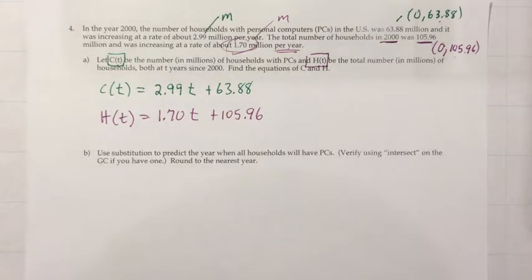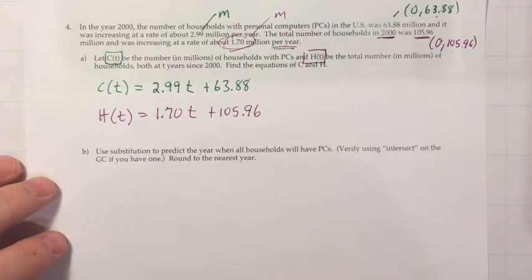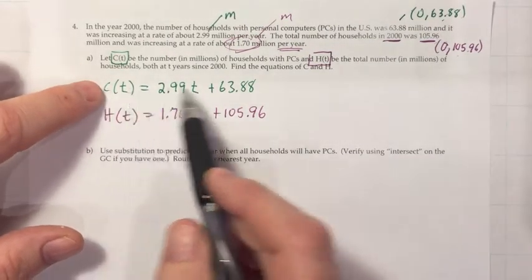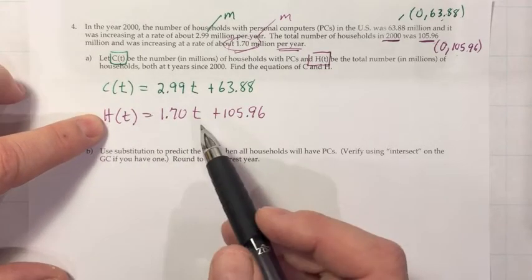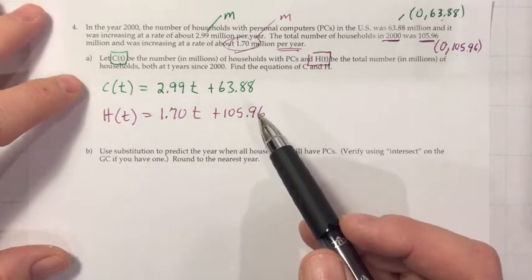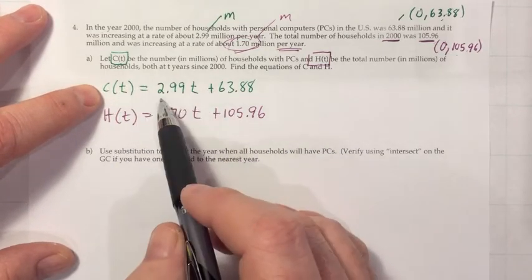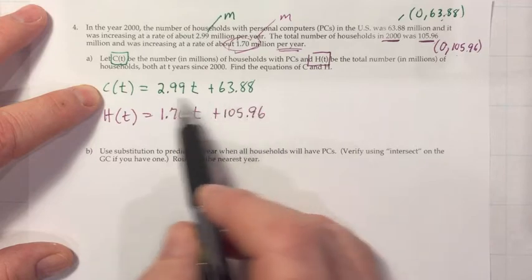Use substitution to predict the year when all households will have PCs, and then verify this using intersect on the graphing calculator if you have one, which you do, and you need to bring it to the test, and then round to the nearest year. All right, so if we're going to use substitution, what we want to do is think of these sides as like the y. So we've got y equals here and y equals here. And when you solve by substitution, you want to get one of the variables by itself in one of the equations. So we have that here. We have y equals.